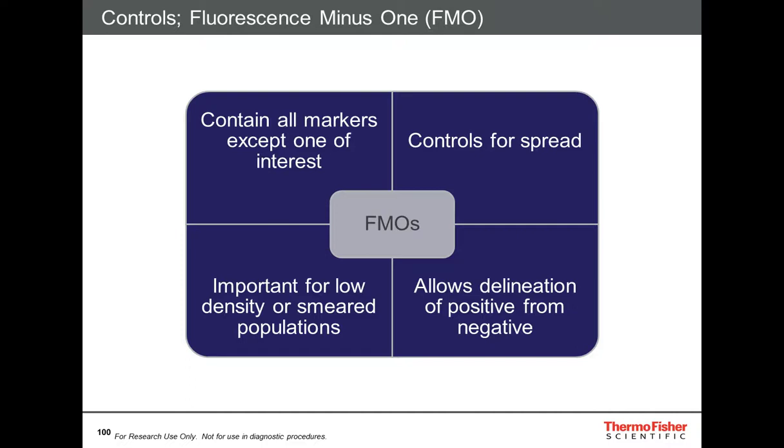So fluorescence minus one controls contain all of the markers except the one of interest. So if I want to do a FITC FMO control to determine what's positive and negative for FITC, I want to use all the other fluorochromes in my panel except for FITC. They help us control for the effective spread. They allow delineation of positive from negative, and they're important for low density or smeared populations.